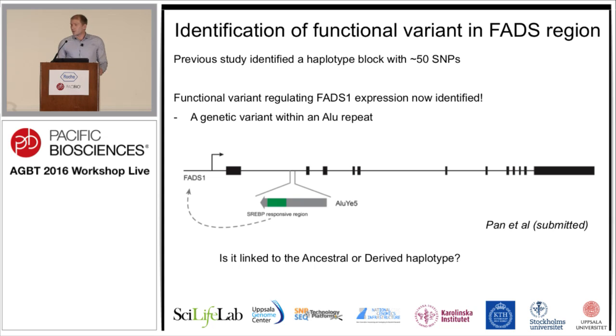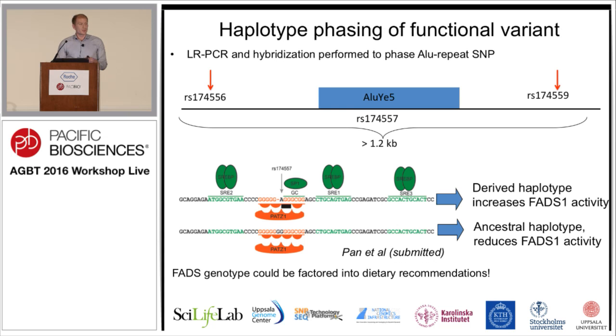But what we wanted to do is also to see, okay, is this functional variant on the ancestral or is it linked to the derived haplotype? And we did this using long read sequencing because short reads couldn't really span across this region. And what we have been able to do now is to link this variant to variants on the D or A haplotypes.